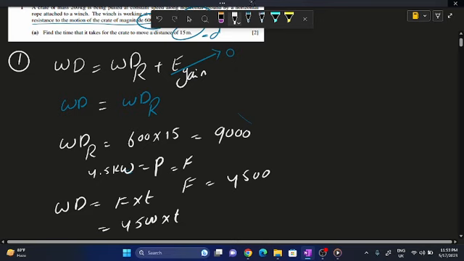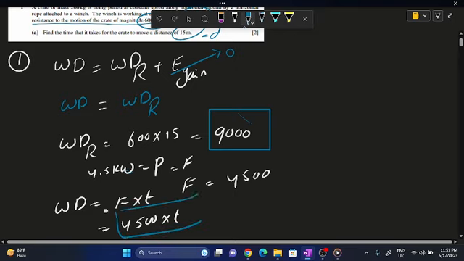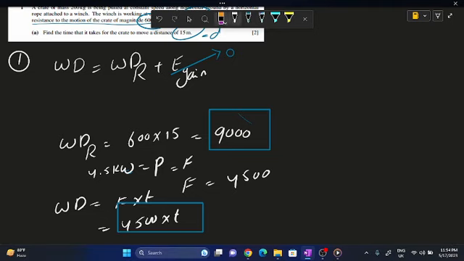Now you have two values. One of the value is 9000 and the other value is 4500 times by T. Just plug in its values in this main formula. So at the place of WD, its value would be 4500 times by T. WDR value is 9000. Make T the subject of your equation. That gives you your answer.